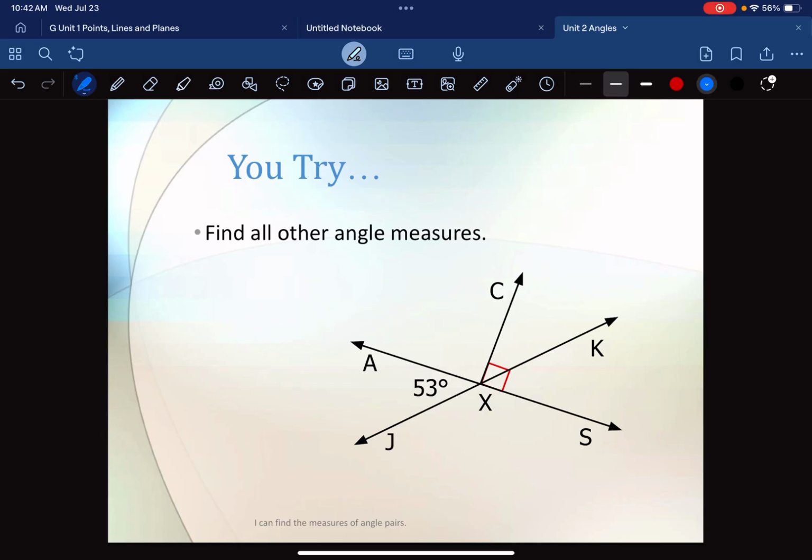AXJ, it has a vertical angle pair. Like it's half of an X, and here's the other half of the X. So this angle on the right is also 53. And now I know I've got this pair of angles here make 180. They're a linear pair, straight line here. So 180 minus 53 is 127.